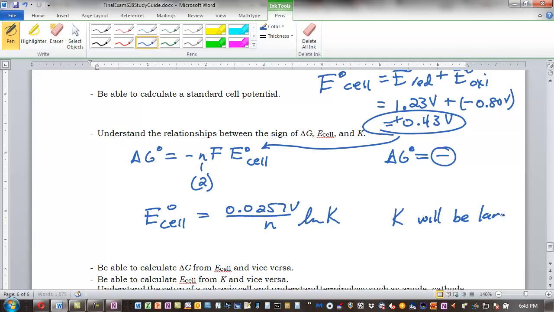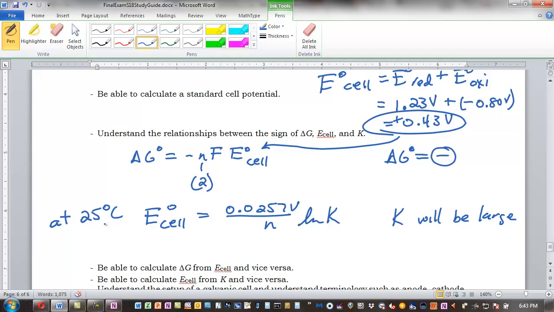Where did you get the 0.0257 from? That's a constant that comes out of the equation. This is at 25 Celsius, which is most likely what we're going to be at. So this is actually some values that are plugged in. It's actually RT over NF. So the gas constant, the temperature, N, and Faraday's constant. If you plug RT and F in, you get that constant there. Okay? But that'll be on the equation sheet.